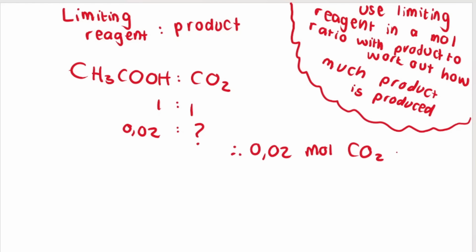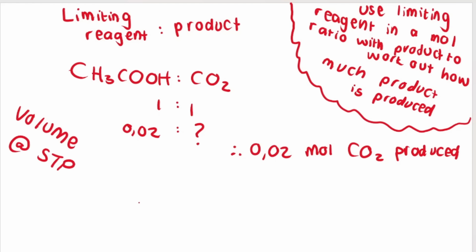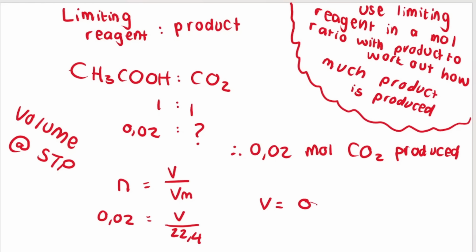But remember, that is the moles of CO2. And my question wants the volume. The question in particular says volume, and they say at STP. As soon as you see volume and you see STP, you know you're going to use this formula. And if they say at STP, you know that your molar volume is 22,4 cubic decimeters. We know our moles, so you substitute that in the place of moles. Then to get volume, you say 0,02 times 22,4. And we get our volume as 0,448 cubic decimeters of CO2 produced at STP.